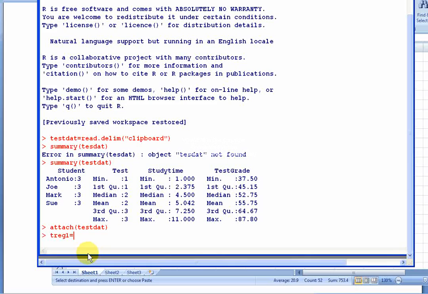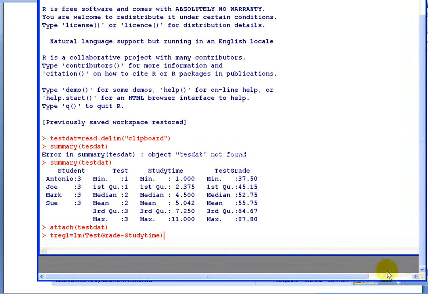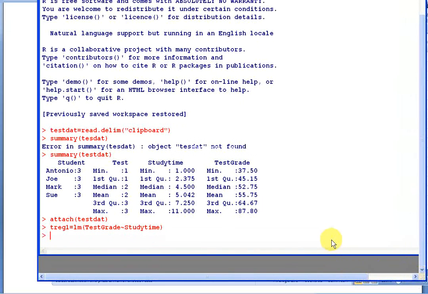Equals LM, test grade explained by study time. And I will post these data in my files section on Berkey Academy if you want to download this Excel worksheet and do the same thing along with me here. So now let's see what we get.